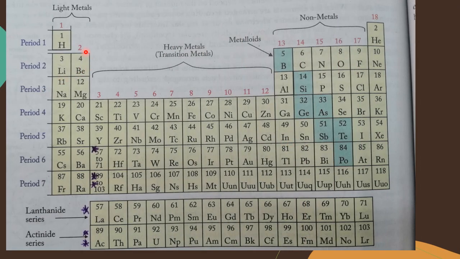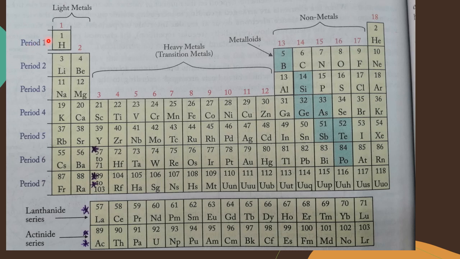Children, you can see there are 18 vertical columns in the modern periodic table. Group number 1, 2, 3 to 12 and from 13 to 18. These 18 vertical columns in the modern periodic table are known as groups. That means there are 18 groups in the modern periodic table.